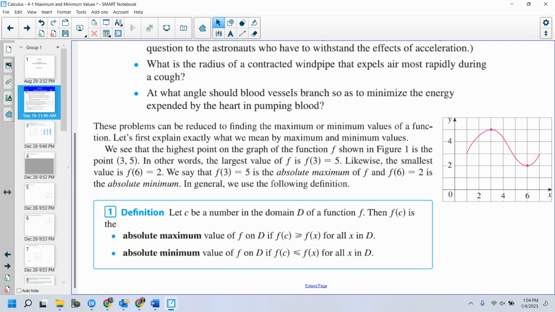Maximum and minimum values of a function. And that's all our first lesson here. That's section 4.1, finding maximum and minimum values of a function.